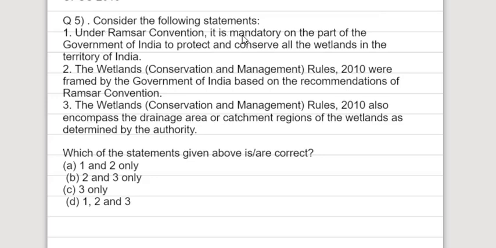Under the Ramsar Convention, it is mandatory on the part of the Government of India to protect and conserve all the wetlands in the territory of India. This is a wrong statement, so you can eliminate this and this. Now we have to consider only statement 2. Statement 2 says that the Wetlands Conservation and Management Rules 2010 were framed by the Government of India based on the recommendations of the Ramsar Convention. Actually, this statement is wrong. This was not based on the Ramsar Convention. This was done by the Government of India under the MoEFCC for better management of the wetlands. So the answer here will be 3 only.